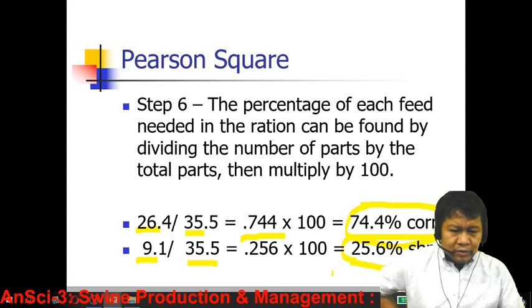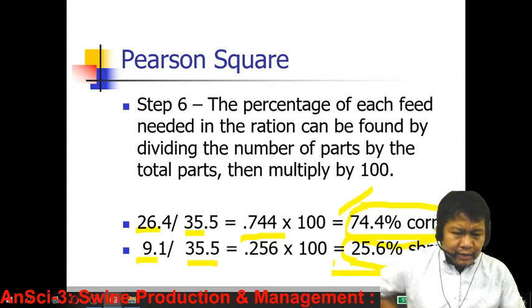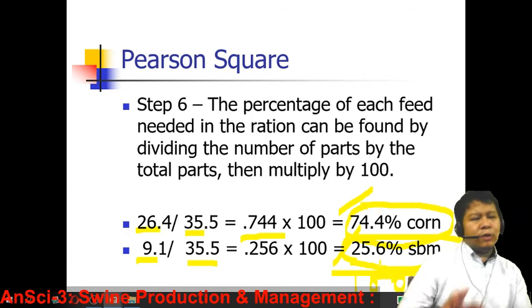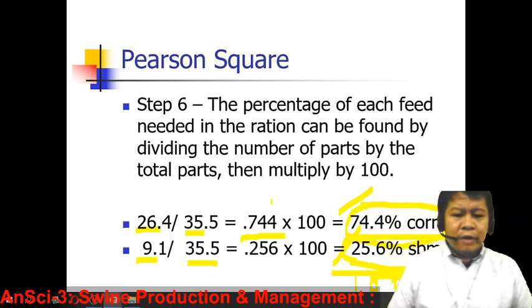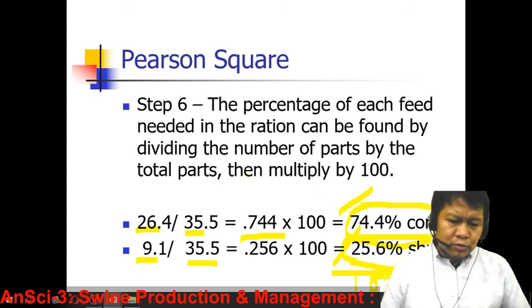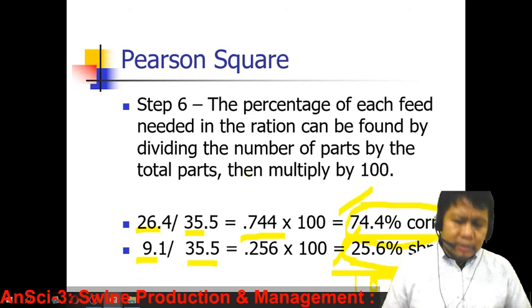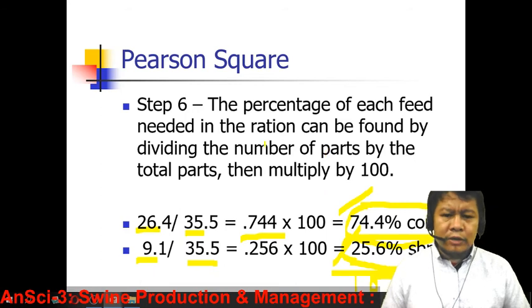Now, try to take note of this. When you add the two together, the resulting amount is 100%. So try to note that also, to check our computations. If the total is not 100, maybe we have some errors somewhere. But if the total is 100, then we are sure that our computation is correct.